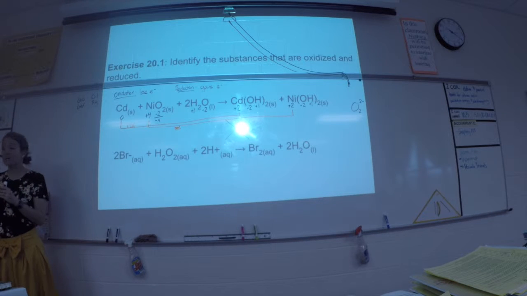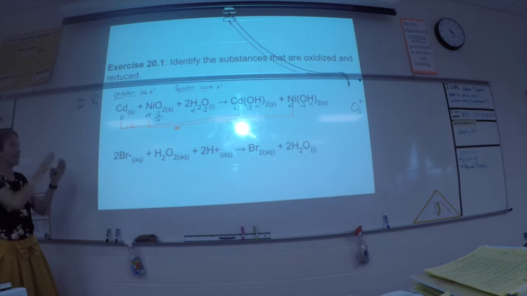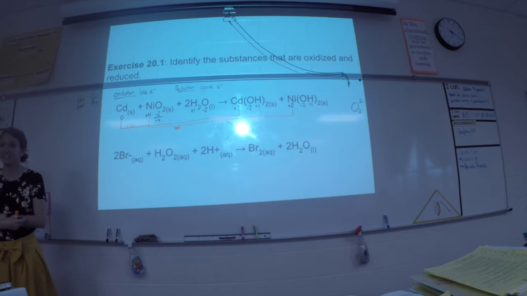Now another way to check yourself is you have to have both. If you finish and you have 2 things being oxidized, you've done something wrong. It won't work out. Or even if you have 2 oxidizing and 1 reduced, you just have one and the other and everything else stays the same.